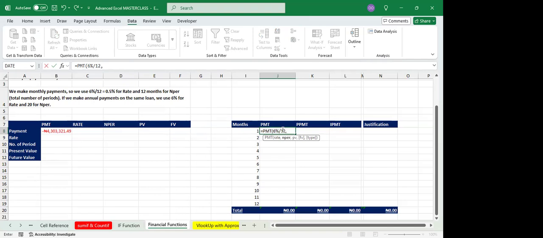Comma. What is the duration for that loan? That is 12. It's expected to pay for 12 months, right? And comma, what is the present value, which is 50 million naira? And I can see that the payment is 4,303,000, which is the same thing as what I have here, right? So it's going to pay this amount in January.